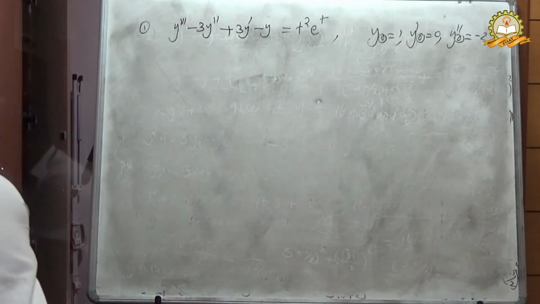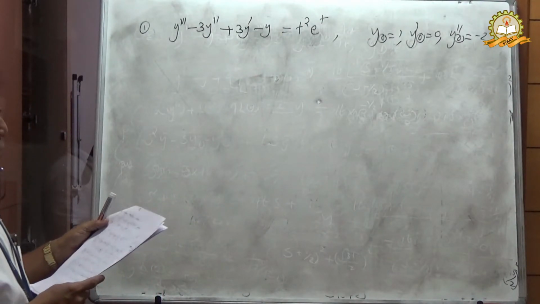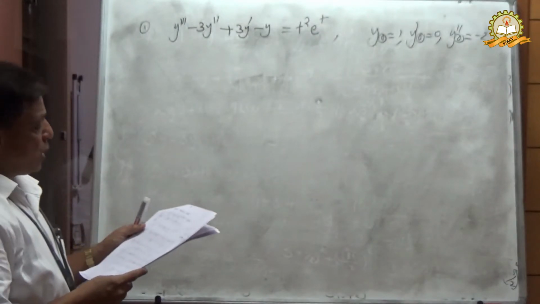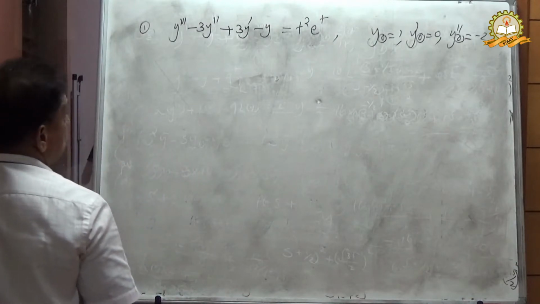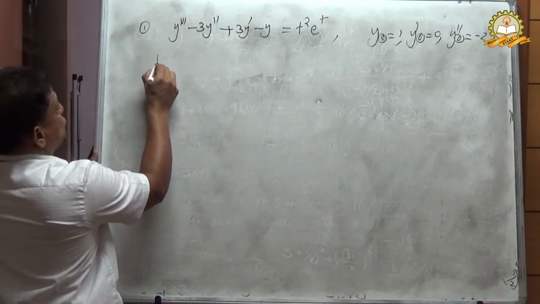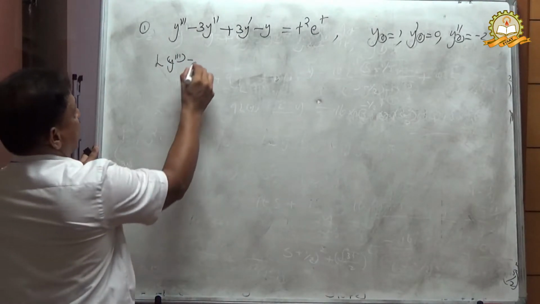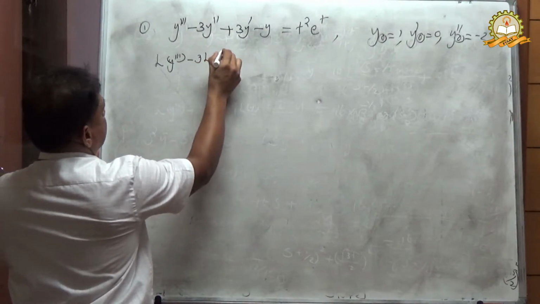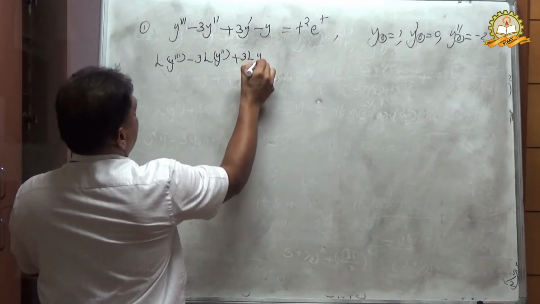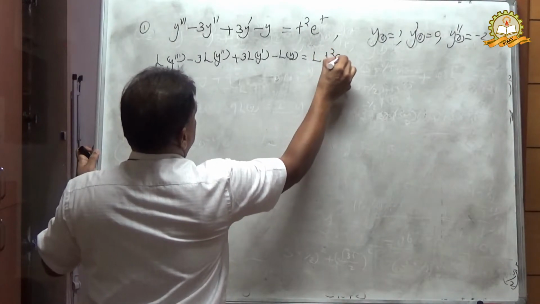The question is y triple dash minus 3y double dash plus 3y dash minus y is equal to t square e raised to t. The conditions are y(0) is equal to 1, y dash 0 is equal to 0, y double dash 0 is equal to minus 2. Just similar to the previous case, first we take the Laplace transform. Therefore, L of y triple dash minus 3 into L of y double dash plus 3 into L of y dash minus L of y is equal to L of t square e raised to t.